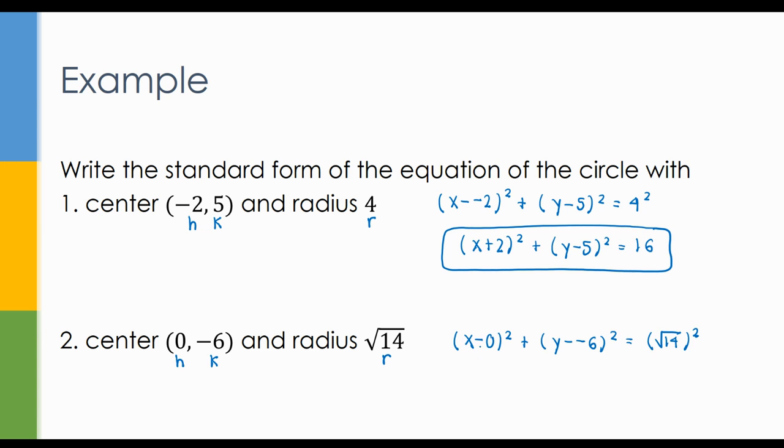In the first parenthesis, because we're subtracting 0, x minus 0 is just x. So we don't even have to write the 0. We can just write x squared. If you ever just see a squared term, that means that you subtracted 0 from it. Here, we can simplify that second parenthesis: it's (y + 6)^2. And since the square root of 14 is being squared, the square and the square root cancel out, so that equals 14. And here's my equation of the circle.